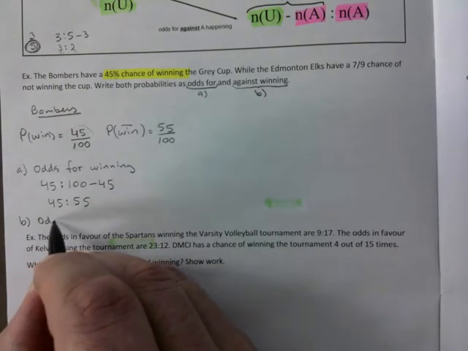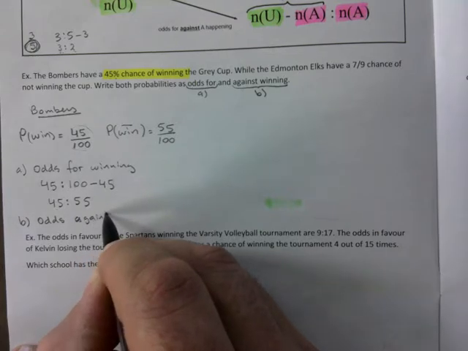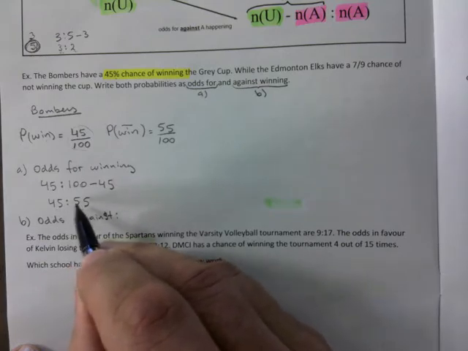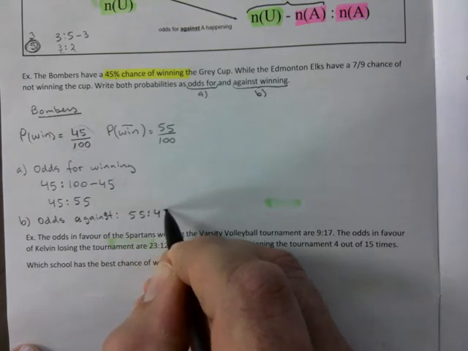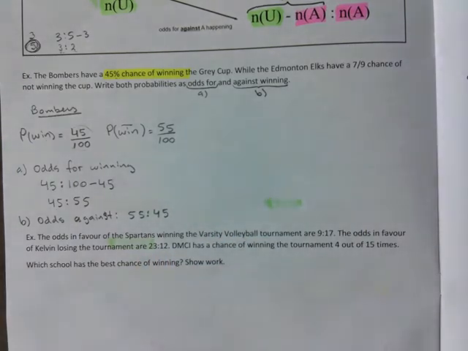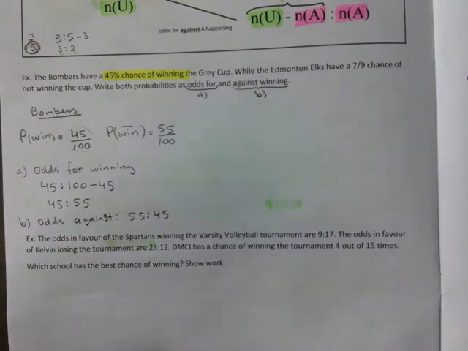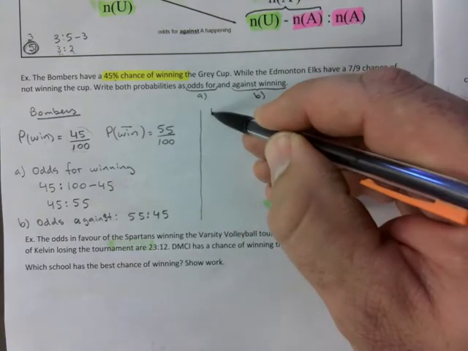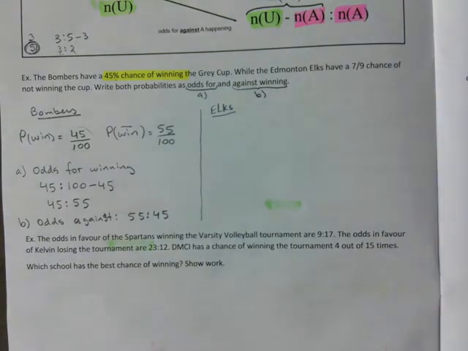What about odds against? This is easy, actually. Super easy. Just flip this. Just flip it. You'll go 55 to 45. Odds against would be 55 to 45. I'm just going to leave it like that. So how about the Elks? You figure it out. Try it.